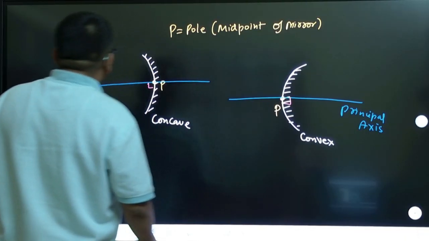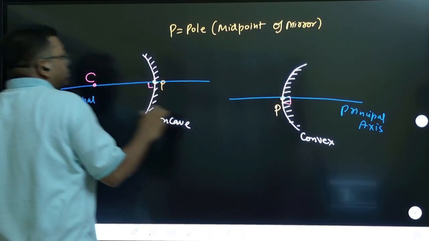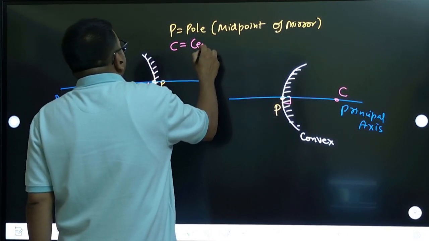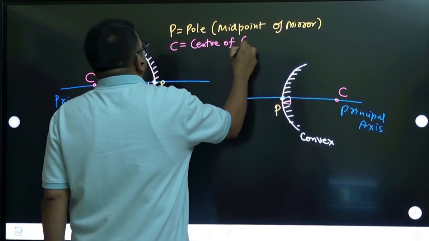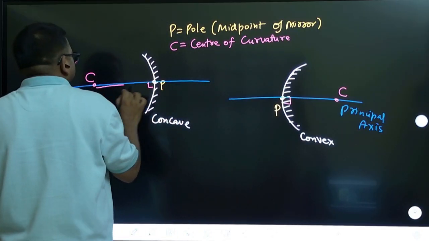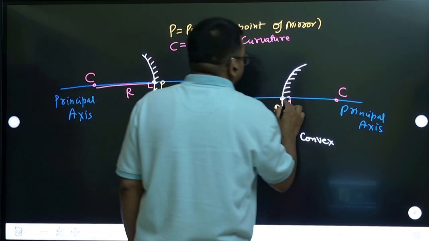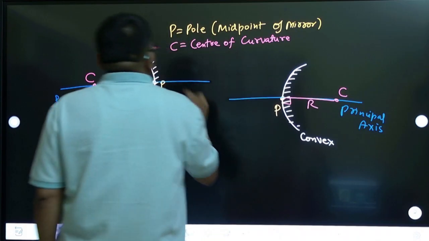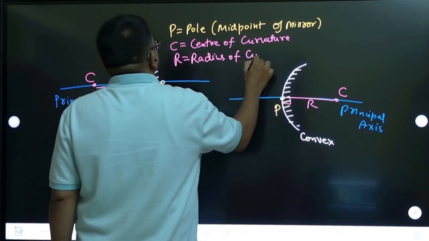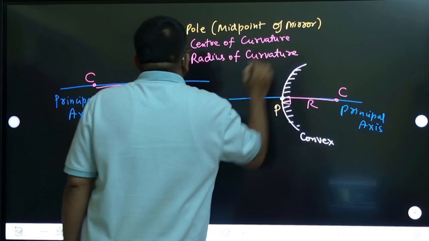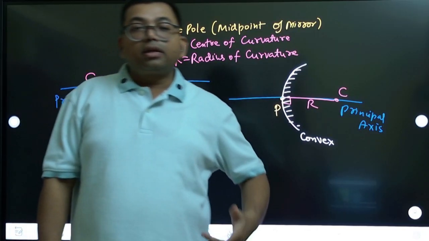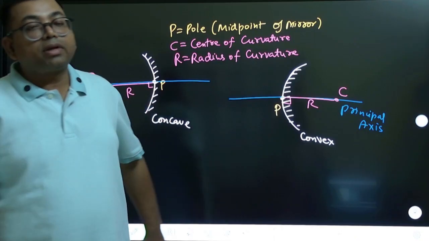A normal line will pass through the center of the circle. So this center C is called the center of curvature. The distance between this and this is called the radius of curvature, R. Today our task is to wind up this mirror topic so that next class we start with diffraction.